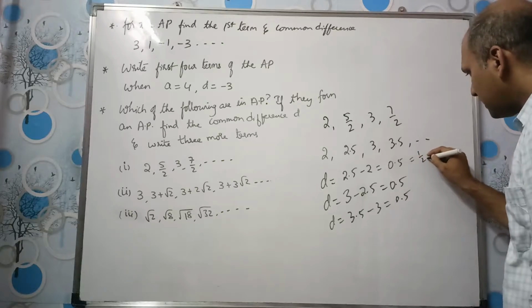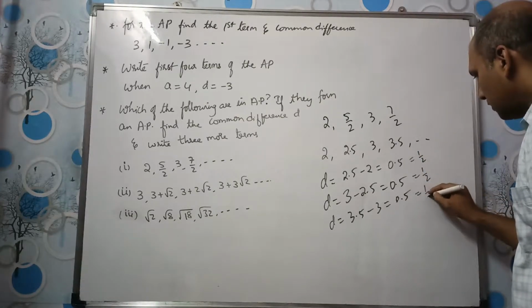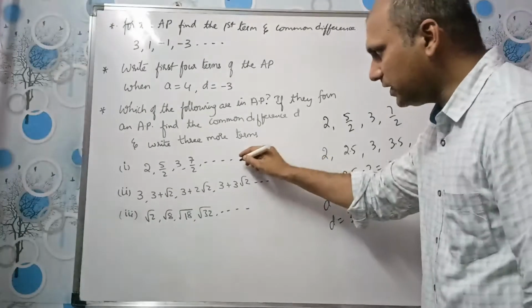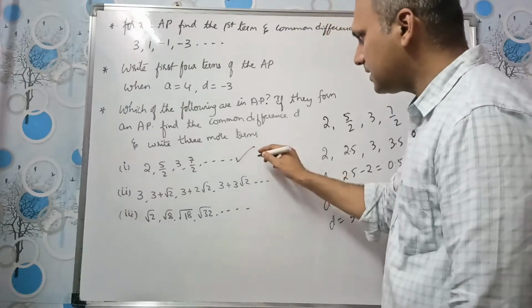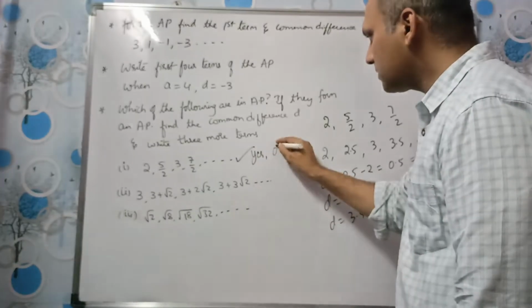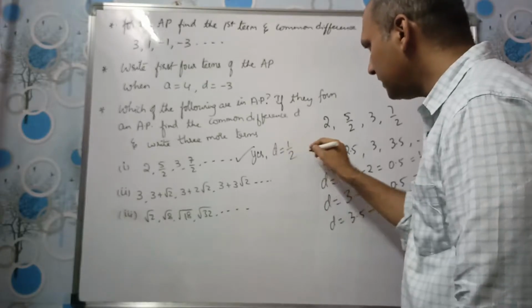Or 0.5 is same as 1 by 2, right? So what is the common difference? 1 by 2. Is this an AP? Yes, it is an AP. What is the common difference? The common difference is 1 by 2.